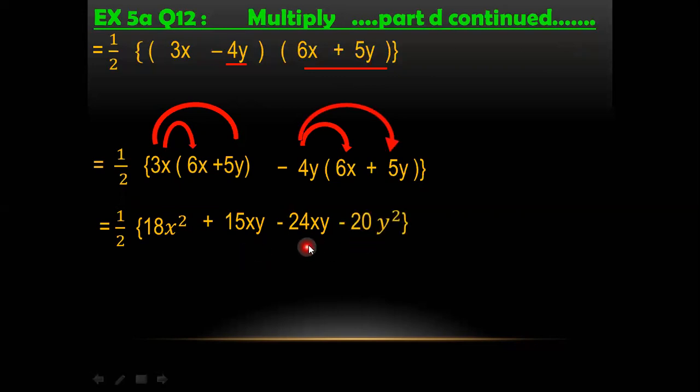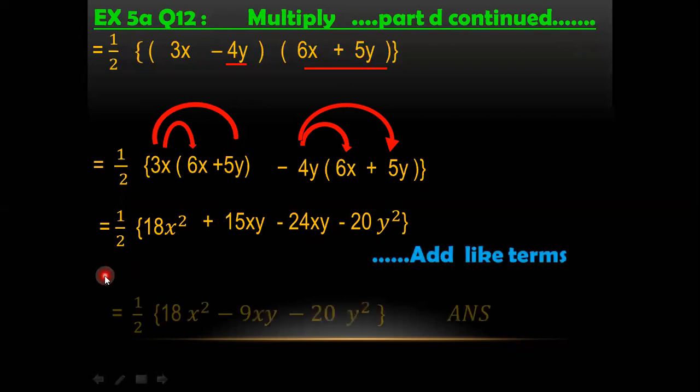Here these are the two like terms. The rest are single terms. So we will add these two like terms, and as an answer we are getting 1 by 2 into 18x square minus 9xy minus 20y square. There is nothing common which we can take and we can cancel with 2. So we will leave it as it is.